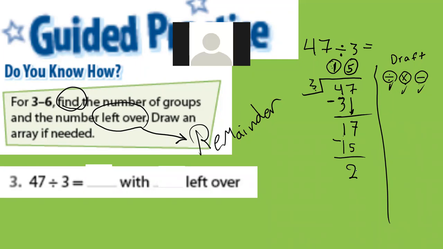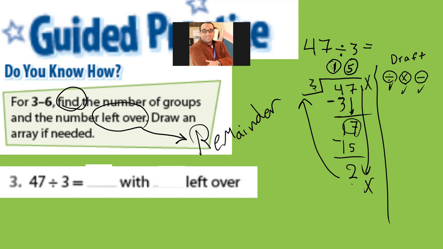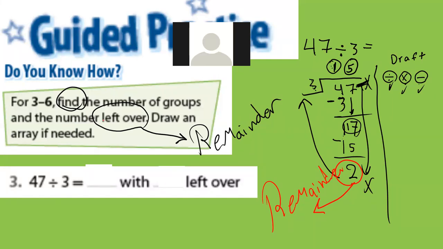17 minus 15 equals 2. I cannot divide 2 by 3 because this is less than 3. So nothing here to drop. There is nothing to drop, so we can say this 2 is the remainder. And the remainder is left over.